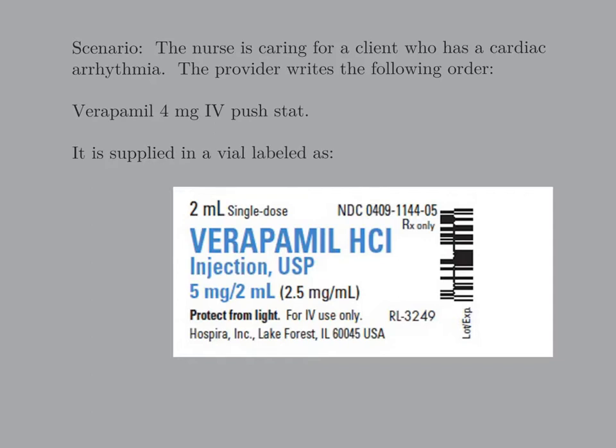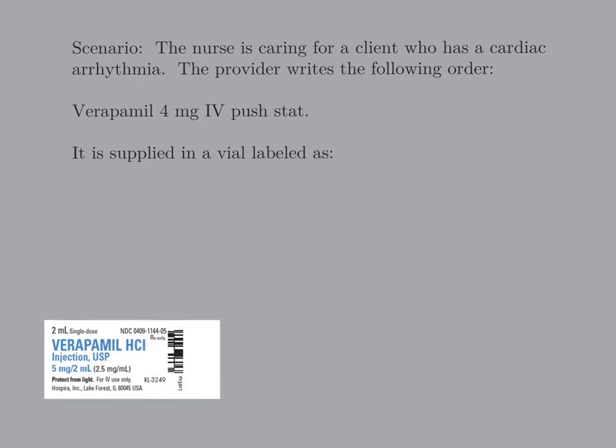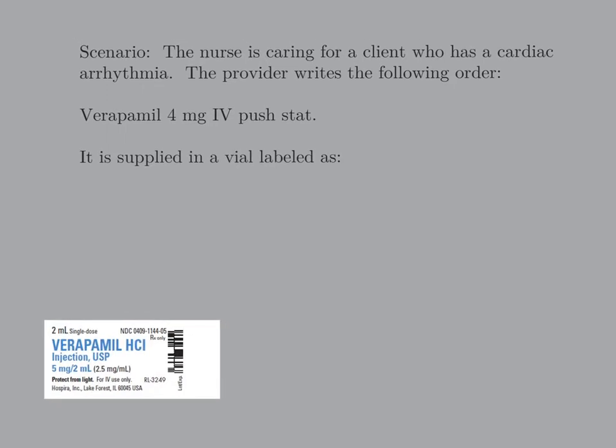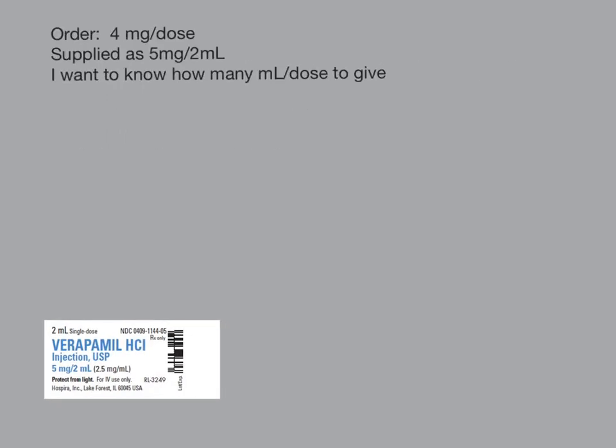Supplied in a vial labeled as verapamil hydrochloride injection USP, 5 milligrams to 2 mLs. And then in parentheses it says 2.5 milligrams per ml, so just pick one and stick with it. Okay, I'm going to stick with the 5 milligrams per 2 ml because it's a bigger font. And why don't I rewrite that? Okay, so there it is, a little bit simpler.